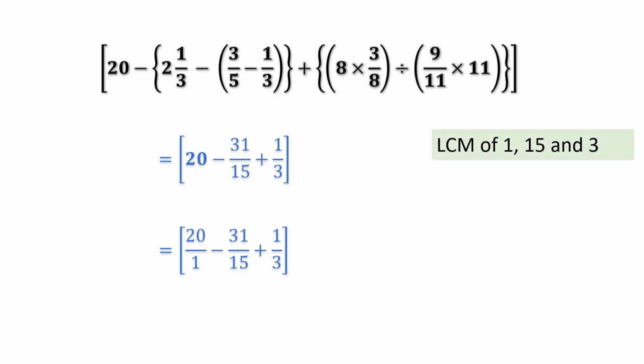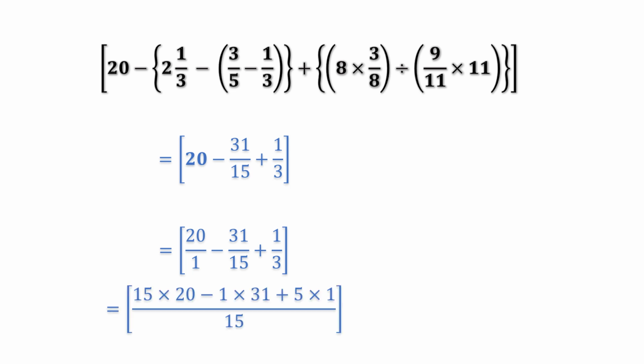Now all of them have denominators. So the LCM of the denominators is to be found because inside the third bracket we have no multiplication or division, it's only subtraction and addition. So if we have subtraction and addition together, we can do all of them together. We'll just do the LCM of all the three denominators. So what is the LCM of 1, 15 and 3? Definitely it's 15 because 15 is a common multiple of 3 as well as 1 and 15. So the LCM becomes 15.